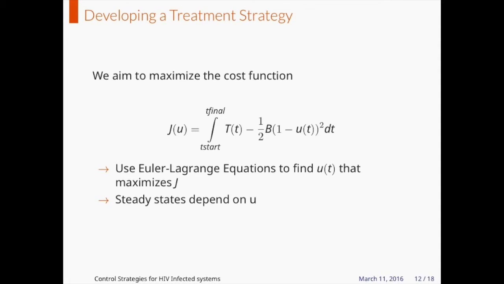As stated earlier, for continuous control, objective functions are stated in terms of an integral. Here we aim to find a u of t that maximizes our objective function. Specifically, we will use Euler-Lagrange equations to find u of t that maximizes our objective function. We will also see that our steady states depend on u of t.